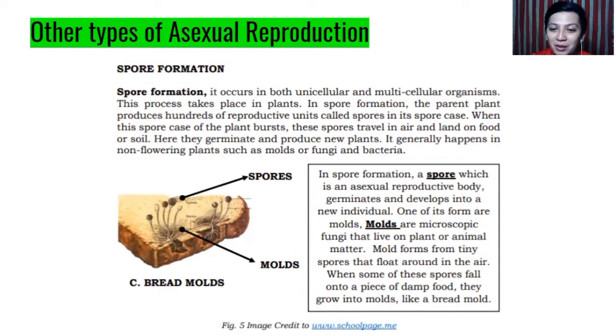So one of its forms is molds. Nakikita natin sa tinapay kapag inaamag na sila. So molds are microscopic fungi that live on plant or animal matter. Molds form from tiny spores that float around in the air. So when some of these spores fall onto a piece of damp food, they grow into molds like bread molds. So usually nakikita natin ito sa mga tinapay, pero they are also the decomposers of wood. So sometimes animals too. So may makikita tayong mga amag, may mga molds sa animals, dead matter. So they reproduce via spore formation.